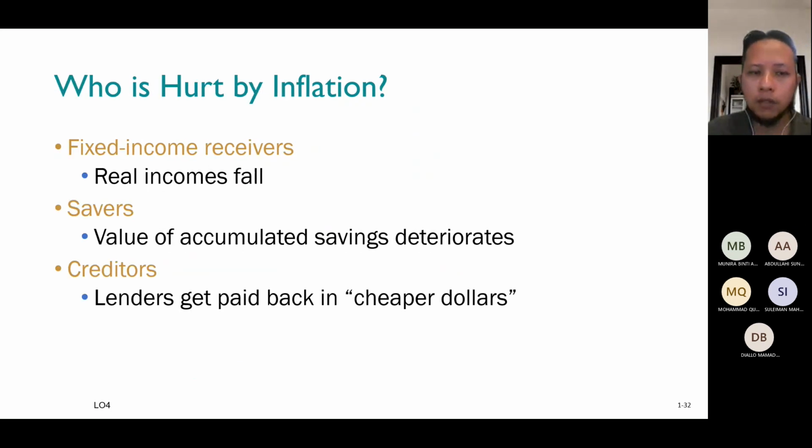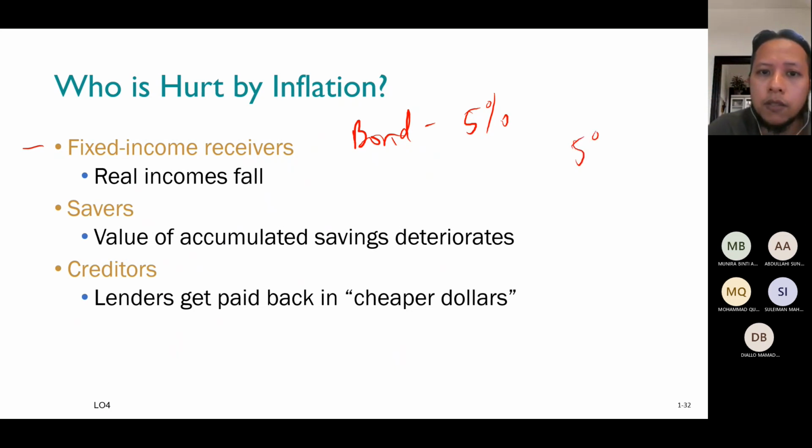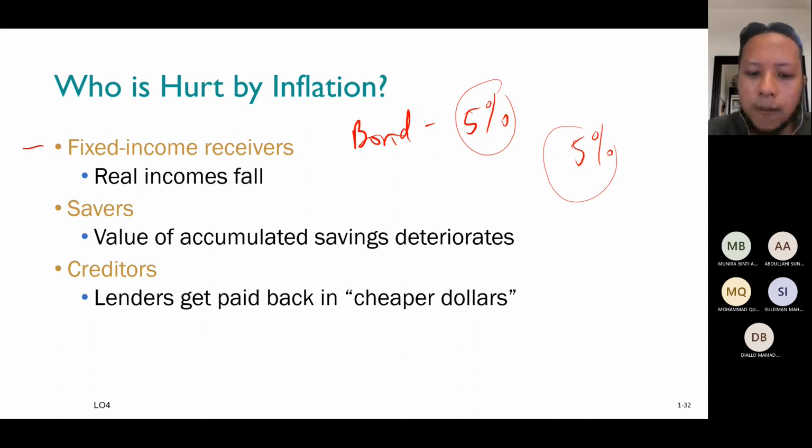So who is hurt by inflation? These are fixed income earners. For example, if you have a bond that promises to pay 5% per annum, every year you get a return of 5%. However, inflation also happens at 5%, so the value basically cancels out. The returns that you get are just enough to cover inflation.